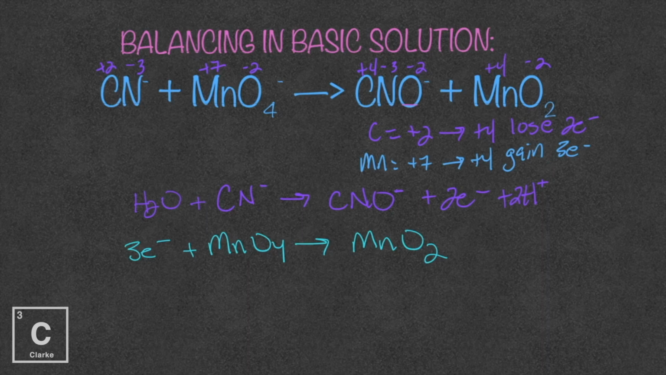Okay, let's balance the second one for amount. 1 manganese, 1 manganese. 4 oxygen, 2 oxygens. So we're going to need 2 more oxygens over here on the product side. So 2 oxygens means we're going to need 2 waters.